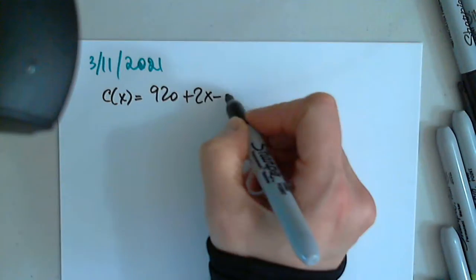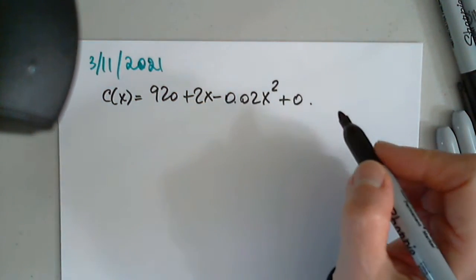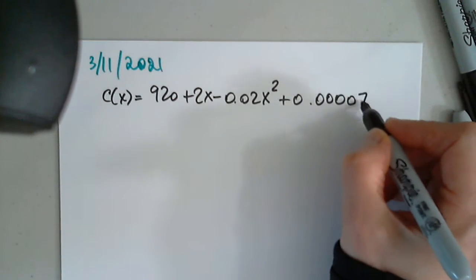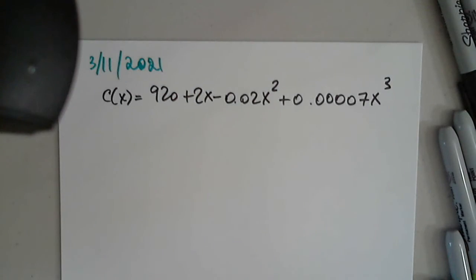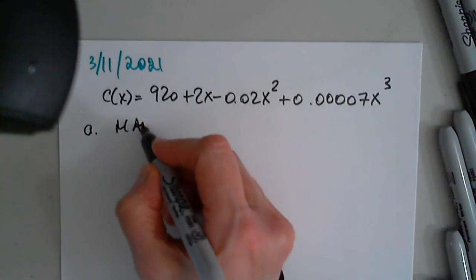920 plus 2x minus 0.02x squared, and plus, I think I see correctly, 1, 2, 3, 4 zeros, 1, 2, 3, 4, 7, x to the third. Okay, and we're asked in part A to find the marginal cost.